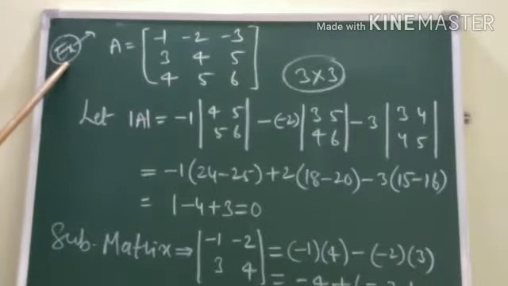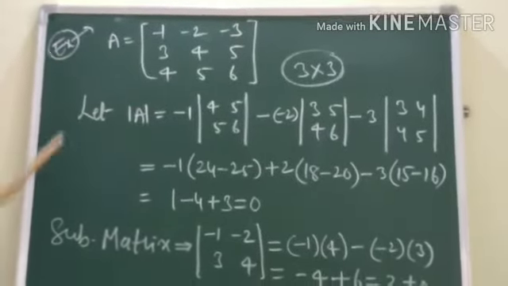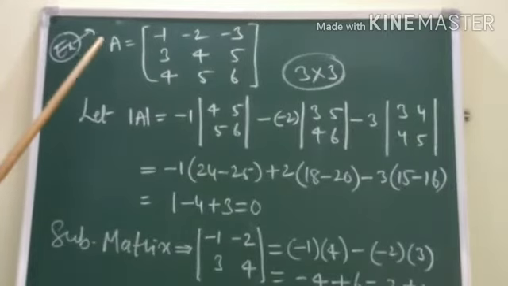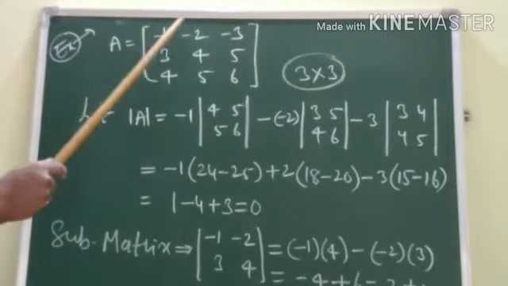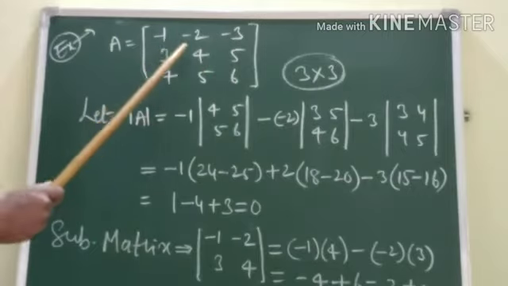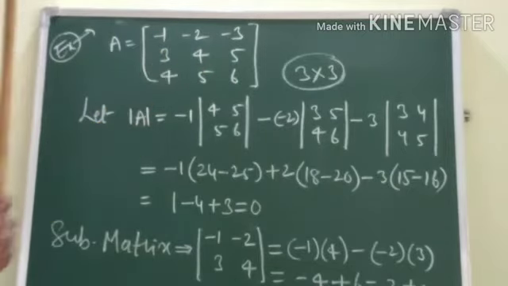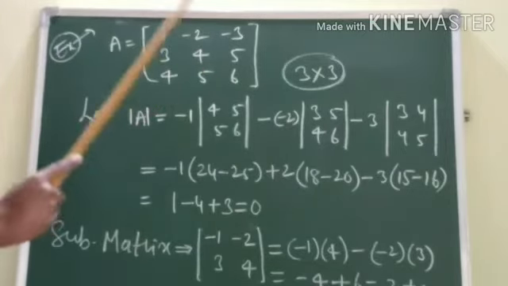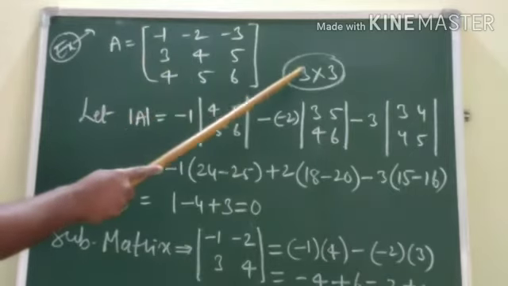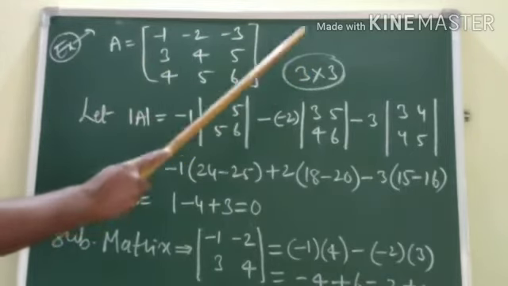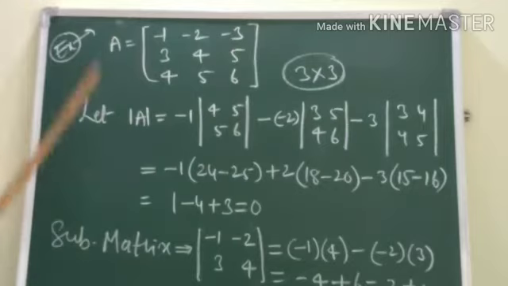Example based on rank of matrix. Here what is the given matrix? A is equal to minus 1, minus 2, minus 3, 3, 4, 5, 4, 5, 6. Here what is the order of the matrix? Order is 3 by 3. 3 by 3 means square matrix. Now let us find the determinant of the given matrix.